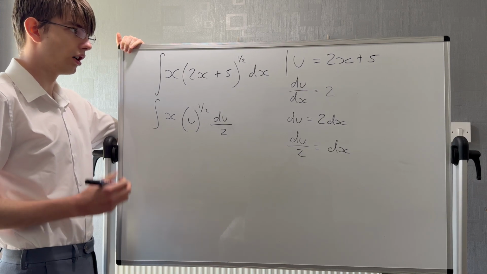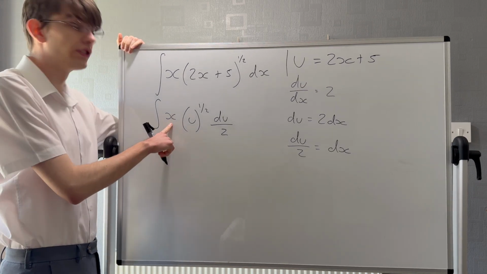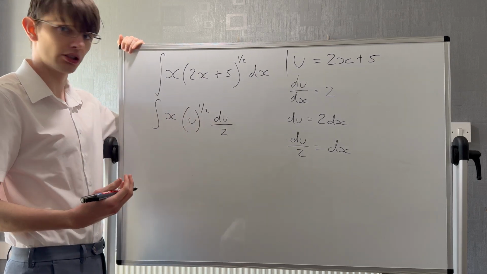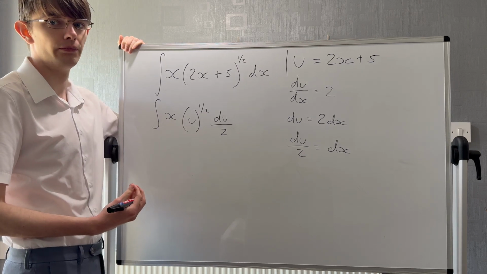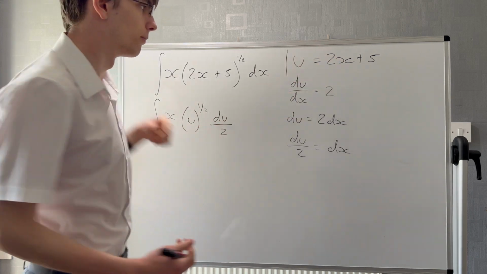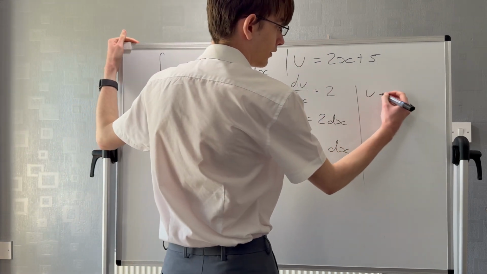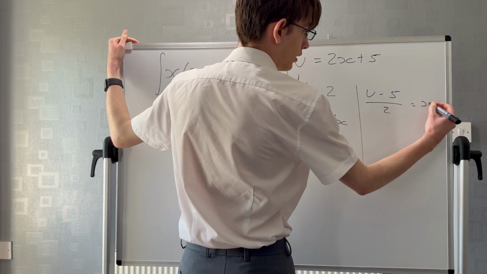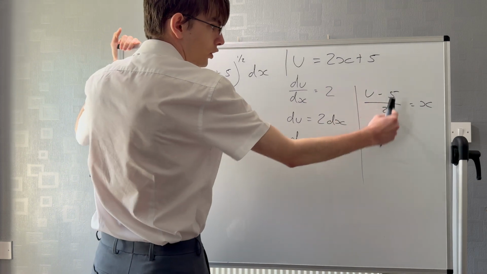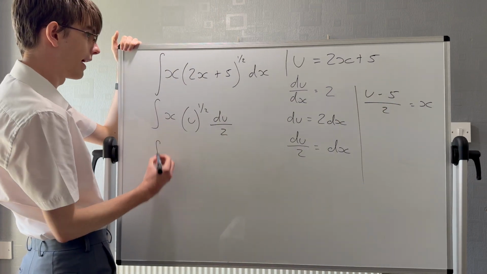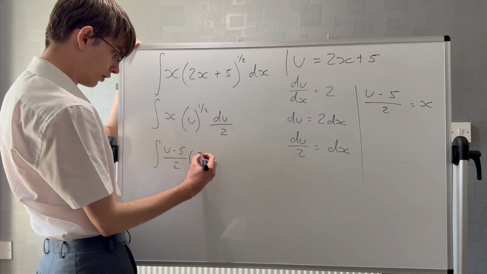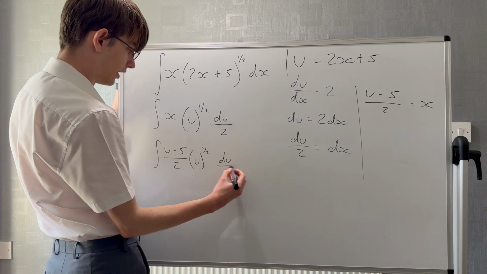All well and good so far, but I've got another problem. I've still got this x in here now. Now in this very simple example to start with, it's actually quite simple. All we need to do is rearrange this equation here for x, which shouldn't be too difficult. I can just minus 5, divide by 2, and I get an x. And I can chuck that u minus 5 over 2 into here where that x is, and I get u minus 5 over 2 times u to the half times du over 2.